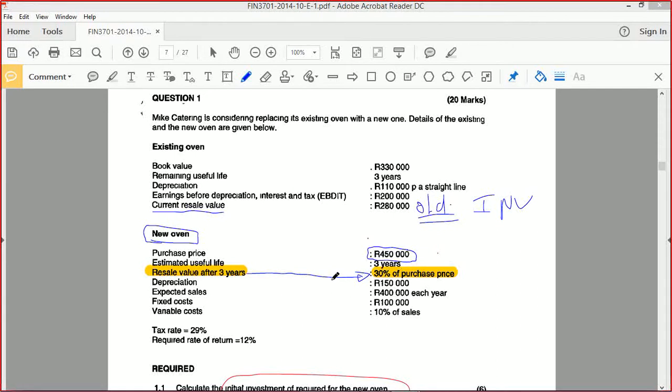450 times 30% equals 135, minus the tax. Minus the tax, yes. Agreed. Minus tax. That's 29%.